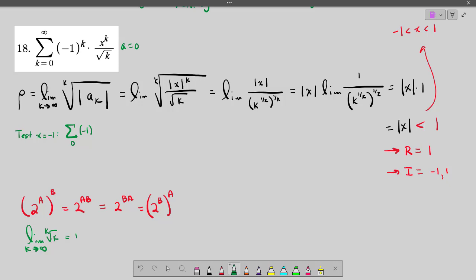This will be a -1 to the k times, we're plugging in -1, so we're going to have -1 to the k in the numerator. And then down here we have square root of k. So we need to know if this converges or diverges. Now we have a series of numbers. We're back in chapter 10. -1 to the k times -1 to the k. What do those two multiply to? 1. -1 to the k times -1 to the k is -1 to the 2k. -1 to the 2k is -1 to the 2, which is 1, raised to the k, which is 1.